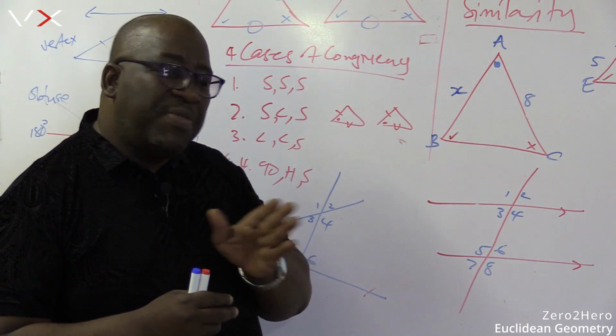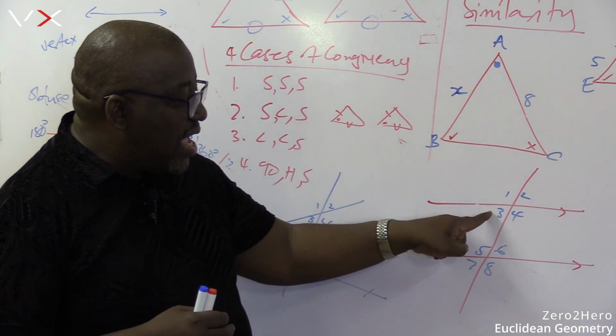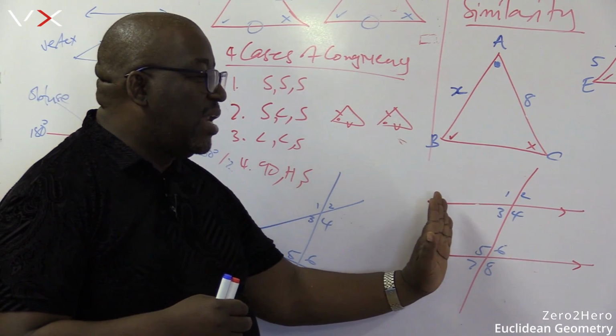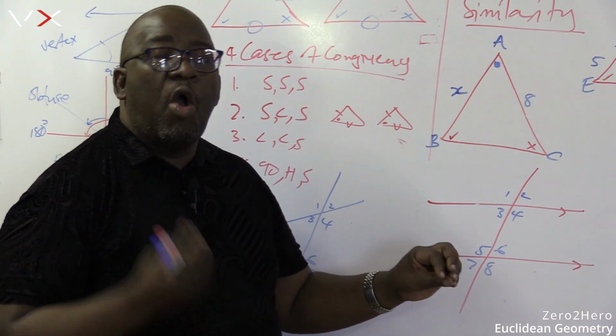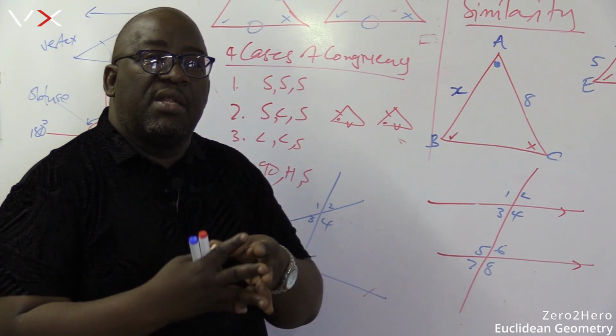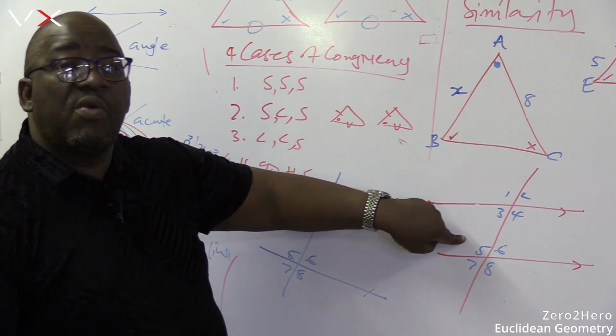Co-interior angles must be on the same side of the line called the transversal line. These two are co-interior angles. They are on the same side of the transversal line. In the same way, 4 and 6 are co-interior angles. All the time when you add the co-interior angles, you'll get 180. In other words, angle 3 plus angle 5 is equal to 180.